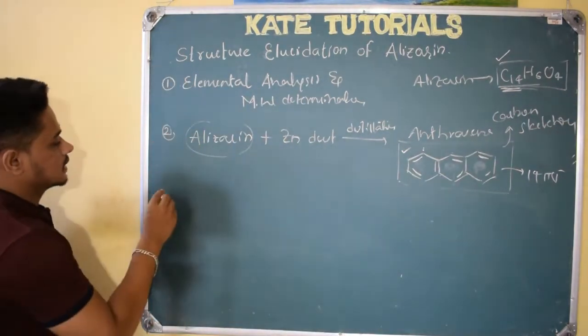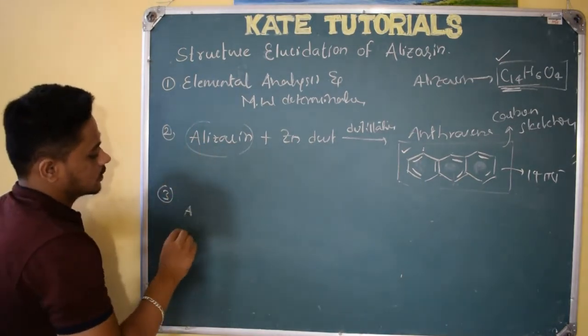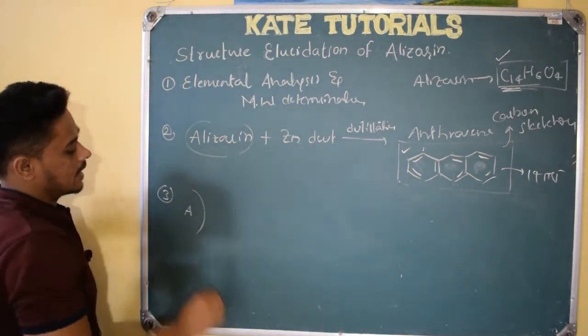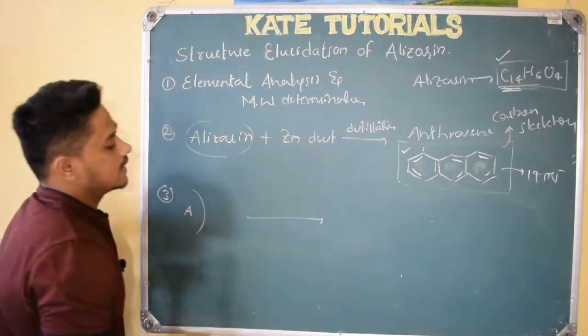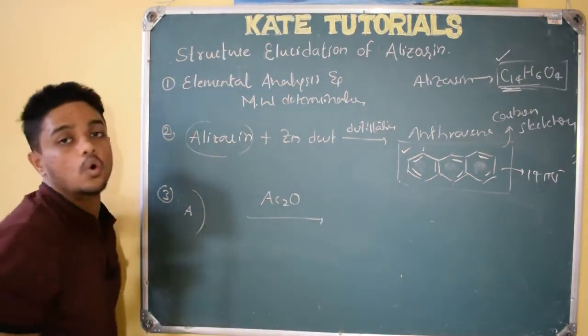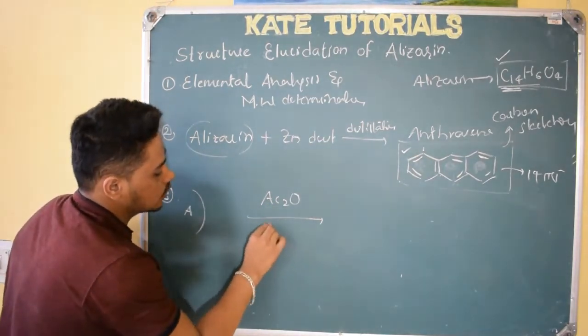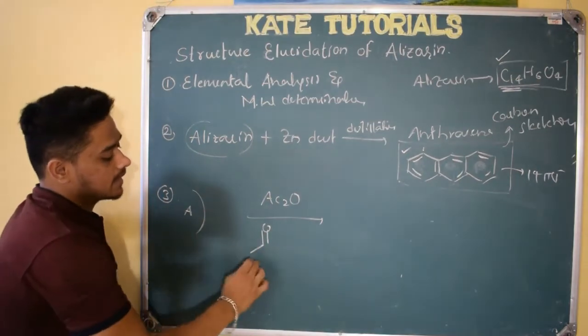Let us come to the third reaction. They took alizarin, which from now on I will write as A, and added acetic anhydride, Ac2O. I hope you know Ac means acetic, the CH3CO acetyl group is called Ac.